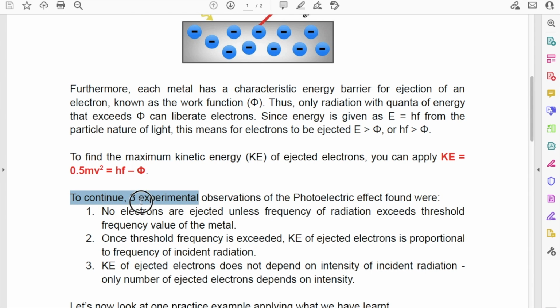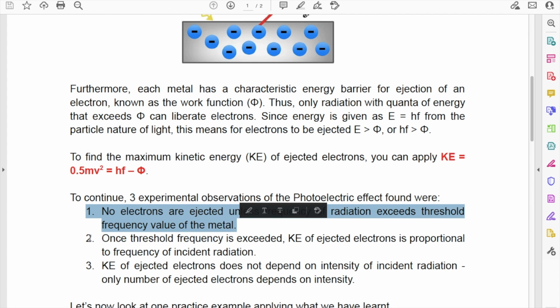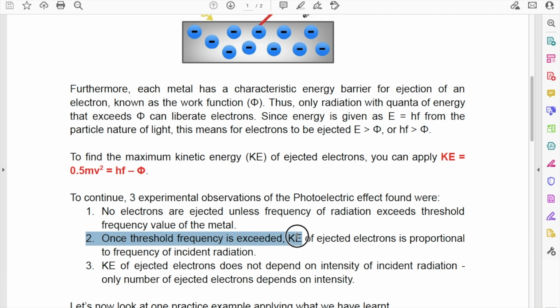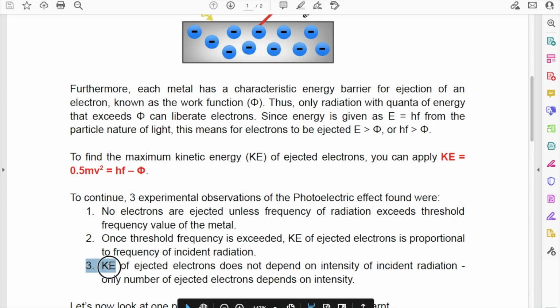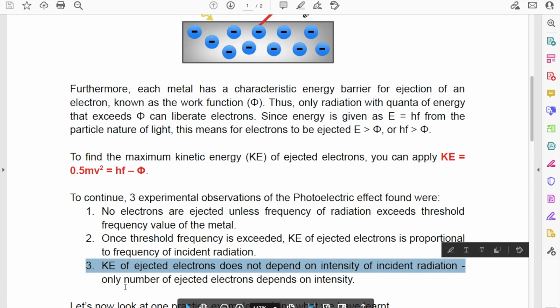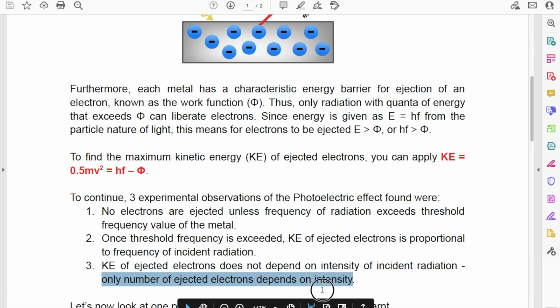To continue, three experimental observations of the photoelectric effect found were: Number 1, no electrons are ejected unless the frequency of radiation exceeds the threshold frequency value of the metal. Number 2, once the threshold frequency is exceeded, the kinetic energy of the electrons ejected is proportional to the frequency of the incident radiation. And the third observation found in the experiment was that the kinetic energy of ejected electrons does not depend on the intensity of the incident radiation. It only depends on the number of electrons ejected. That's what intensity depends on.